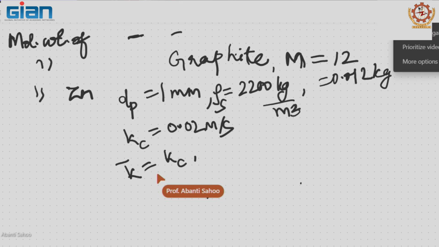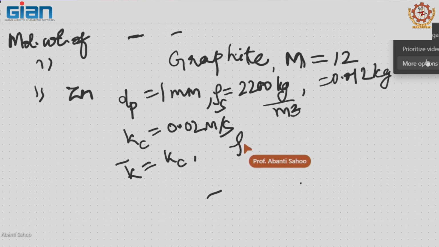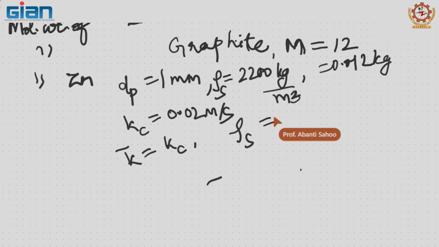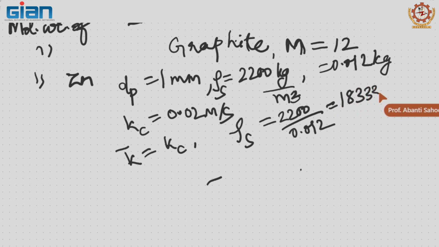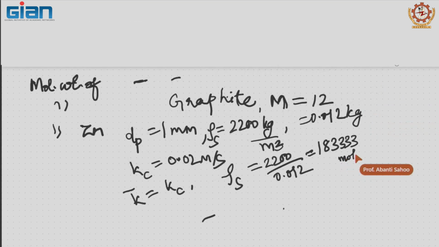So we can first calculate rho b, that is density divided by molecular weight in the kg. So rho b we can calculate 2200 divided by 0.012. So this is giving you 183,333 this much moles per meter cube. Molar density is there. Now tau we can calculate.